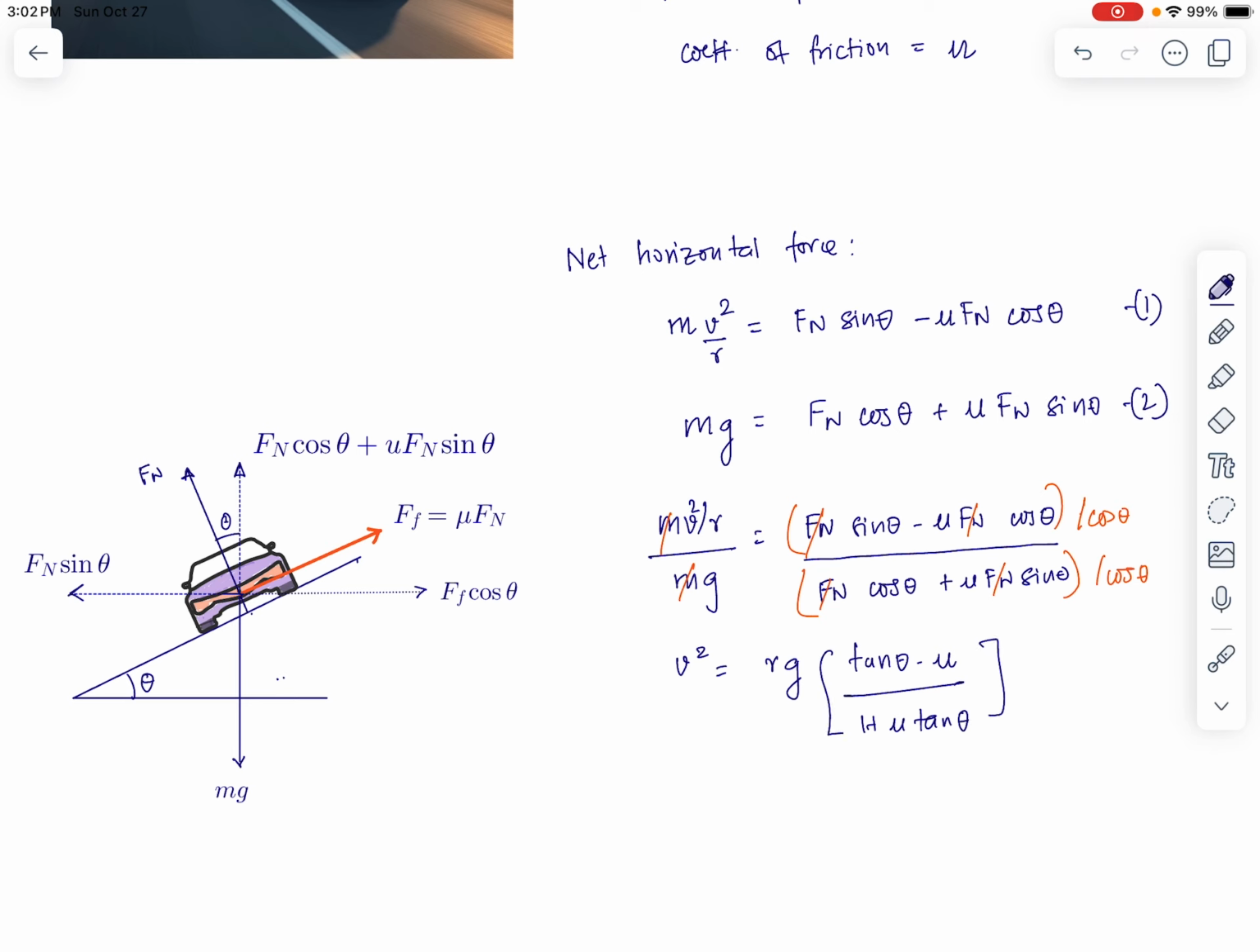And then if we take away the square from the left, we put a square root on the right side. So this is the minimum velocity with which the car needs to move in order to stay on the track without sliding down. That's the minimum velocity that the car needs to move with in order to not slide down.